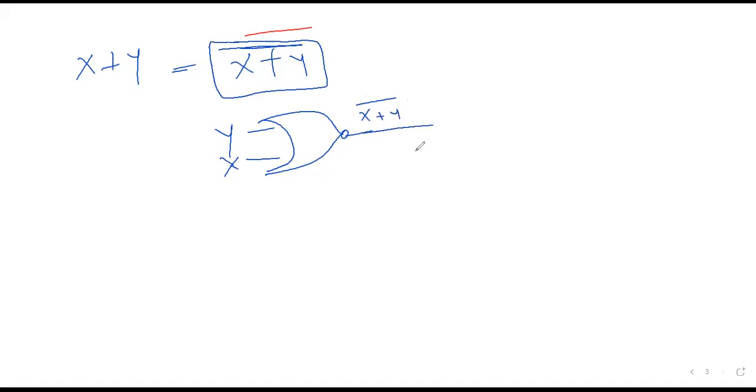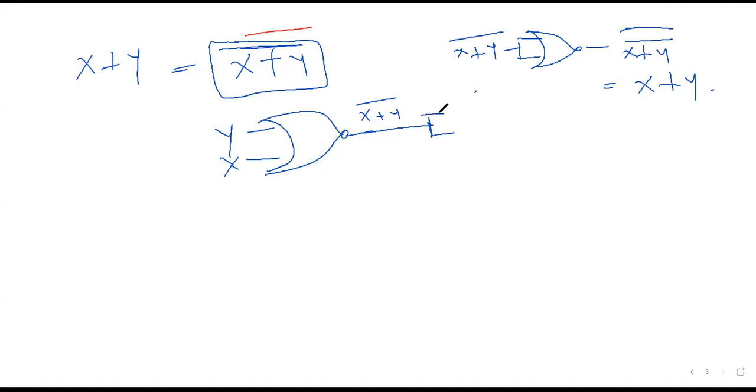What do we then do with the output? We have another bar on top. It means another NOT gate. Now, how do we represent a NOT gate? A NOT gate is like this. If we have X, we have X bar. So in this case, our X is X plus Y. So if we have X plus Y here, bar, here we have X plus Y, bar, bar. This is the same as X plus Y.